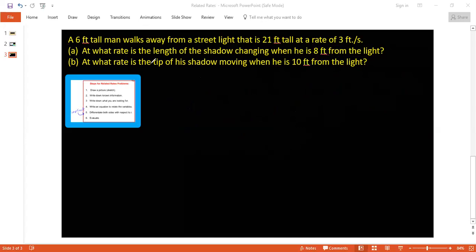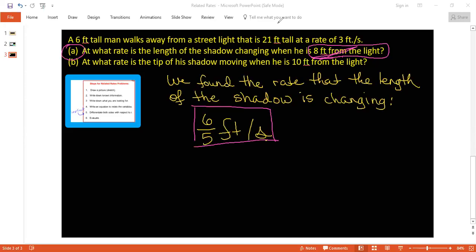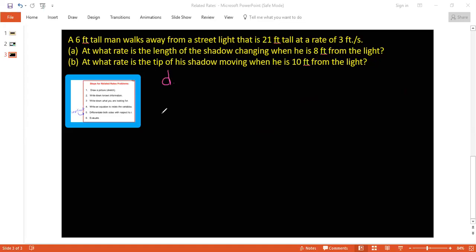Part B is, at what rate is the tip of his shadow moving when he is 10 feet from the light? So that's DS, we're saying the position, we called it DS in our picture. Pretty sure we did. Let me just go make sure. I erased it, but I'm pretty sure we did call it ds/dt. And that's the shadow. So we want to know at what rate it's moving when he's 10 feet from the building.